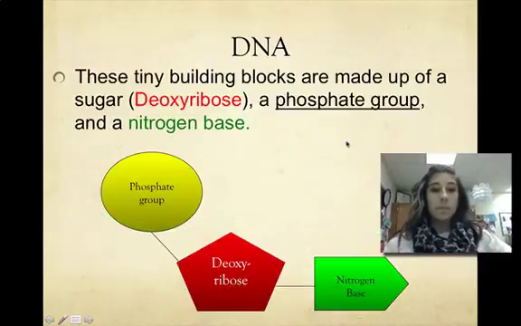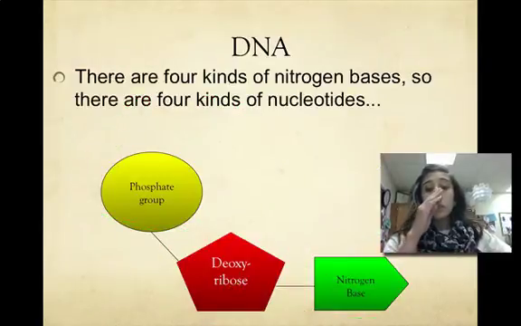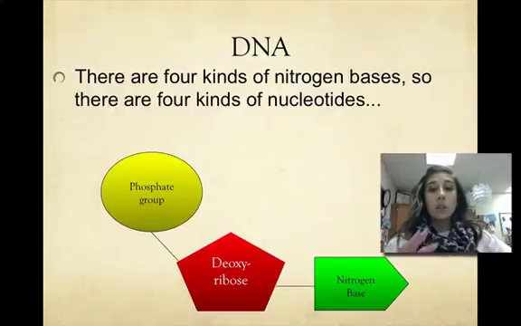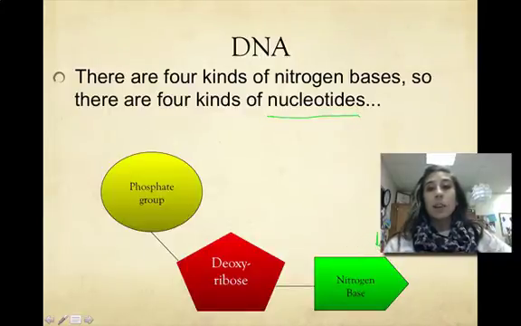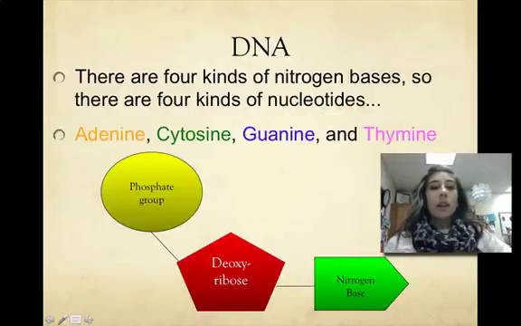Okay? Now, the nitrogenous base, the nitrogen base, there are different types. There are 4 different nitrogenous bases, therefore we're going to have 4 different types of nucleotides, because just changing this base is going to give us a different type of nucleotide. So we have the 4: adenine, cytosine, guanine, and thymine, and you do need to be aware of those.